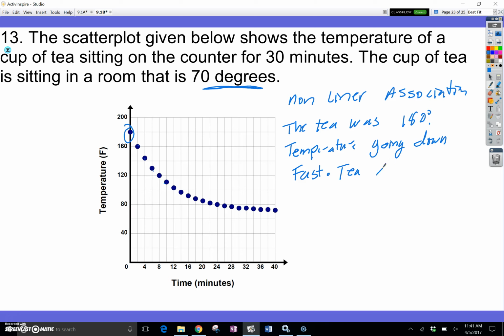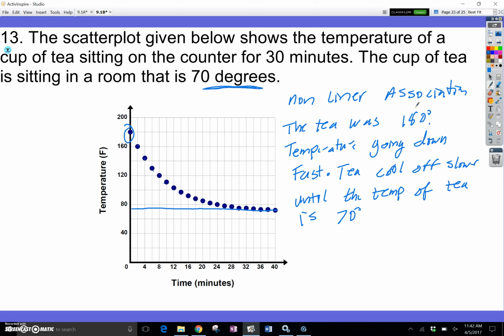So T begins to cool off slower. And then the temperature continues to decrease until the temperature of T is 70 degrees. And you can see about right here is the 70 degree mark, and this is where it cools off to. So that's the story. So really quickly, nonlinear, it cools off really fast at first, and then it cools off slower until it hits 70 degrees.